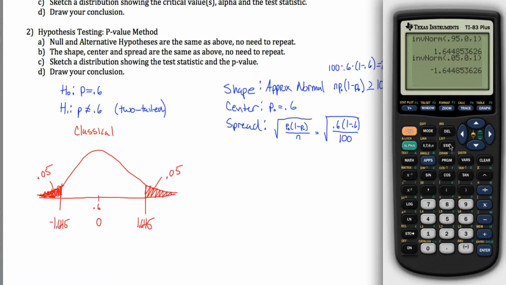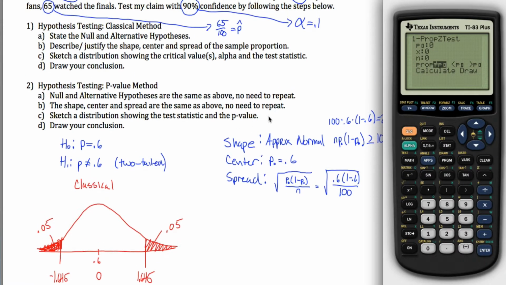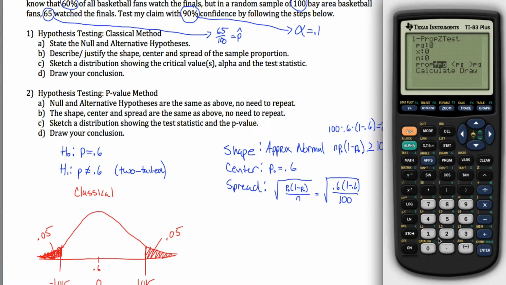To figure out the test statistic, I have to run my hypothesis test. To do that, you hit stat, go over to tests, and then 1-PropZTest. One prop because we're talking about proportions here, and then z test because proportions always follow my z distribution. Hit enter, and it'll ask you for some stuff. It'll ask you what p naught is equal to. p naught is equal to 0.6.